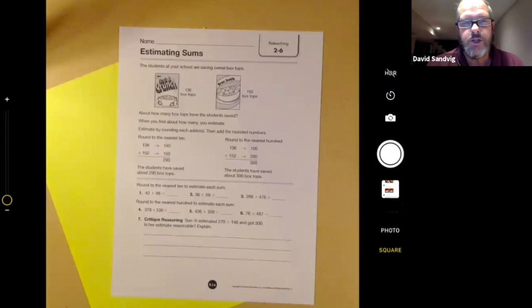The students at your school are saving cereal box tops. Fruit and Crunch, they've saved 136 box tops. Brand Swirls, they have 152 box tops. About how many box tops have the students saved?